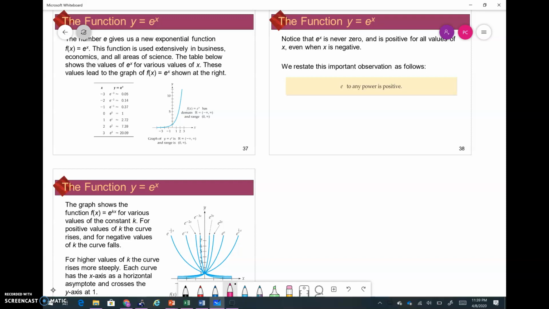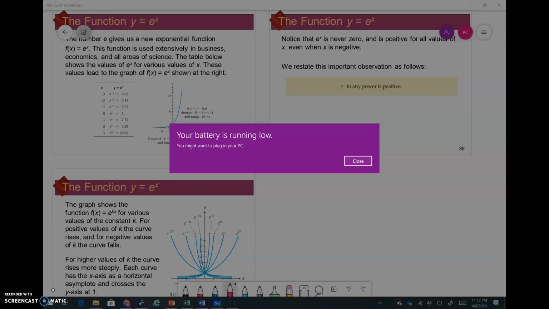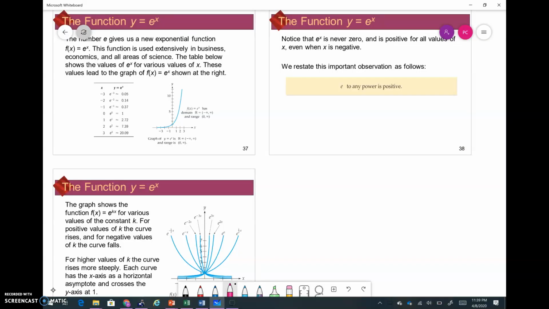And you notice that e to the x is never 0. It's the same for all the other exponential functions. Your domain is all real numbers and your range is 0 to infinity. So it's never 0 and is positive for all values of x, even when x is negative. So to restate this, the important observation is that e to any power is positive.